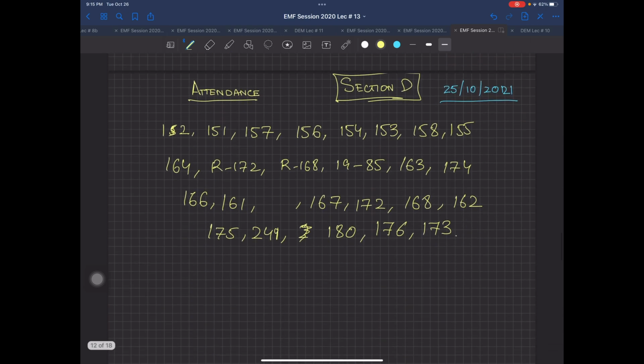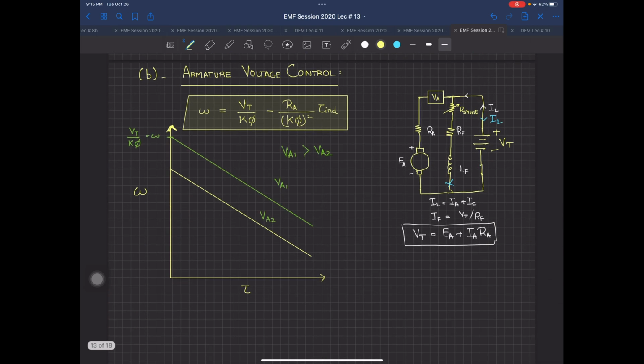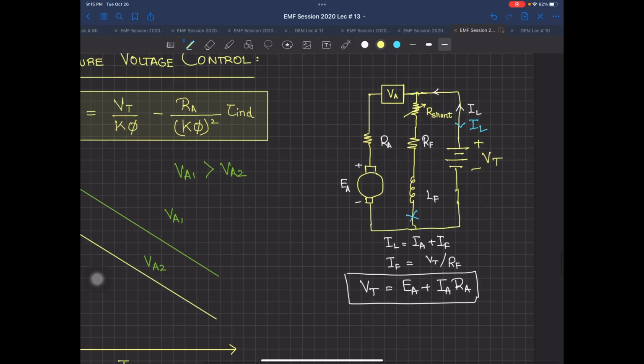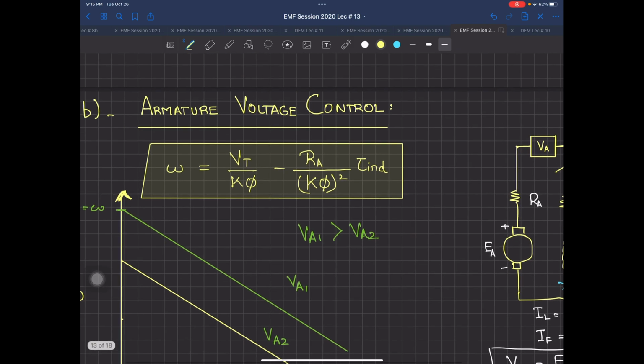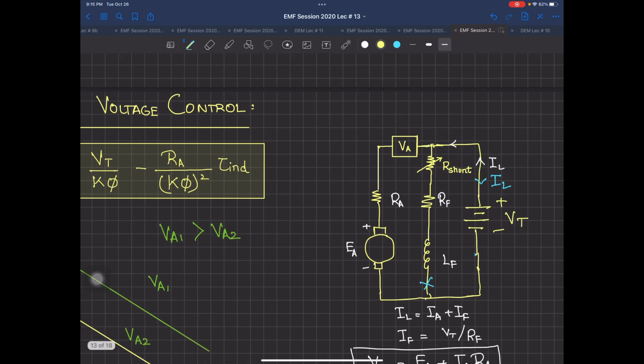So now the second method of speed control, which is armature voltage control. If I go back to your shunt motor, the shunt motor and separately excited motor both have the same motor equation. Now coming to the armature voltage control, as the name suggests, it has armature inside it. So this means that you have to change the voltage across the armature, which means you have to change the voltage across A1 and A2. You don't have to change the terminal voltage, because if you change VT, you are also changing the field current inside the field winding.